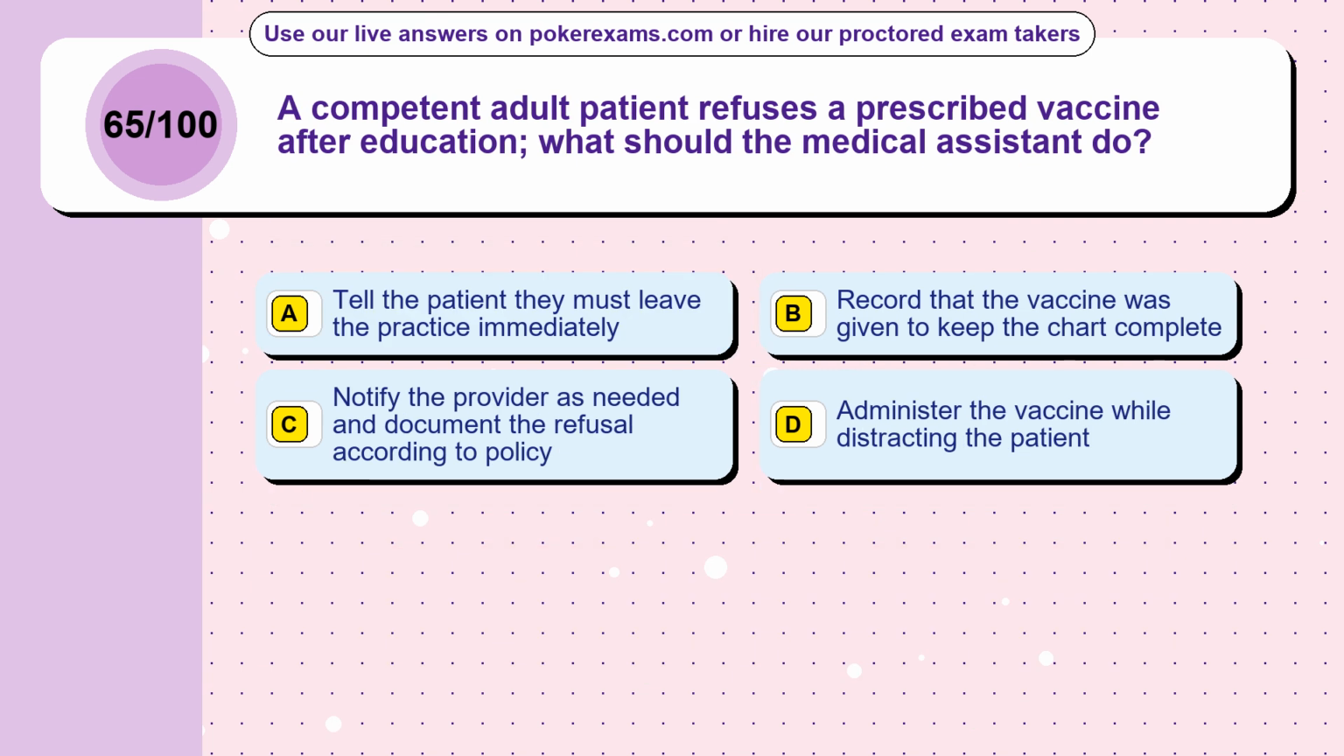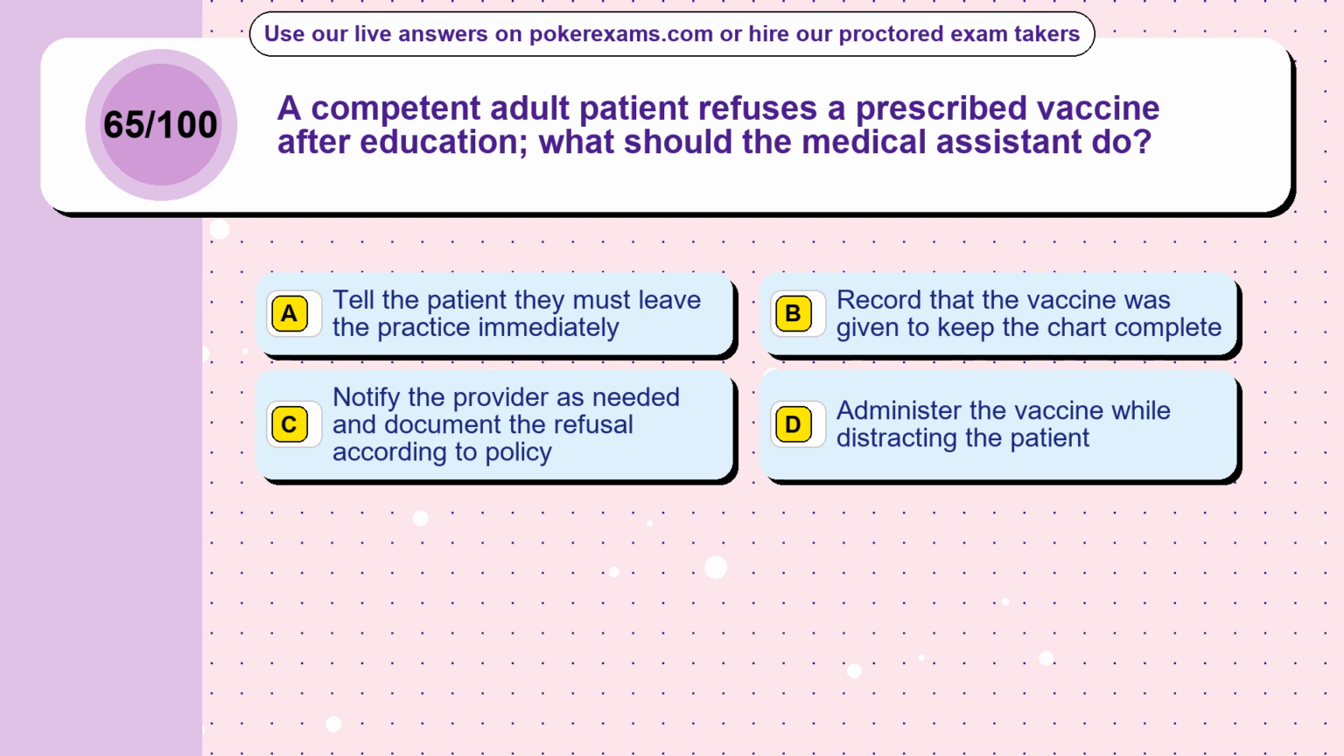Question 65. A competent adult patient refuses a prescribed vaccine after education. What should the medical assistant do? Option A. Tell the patient they must leave the practice immediately. Option B. Record that the vaccine was given to keep the chart complete.